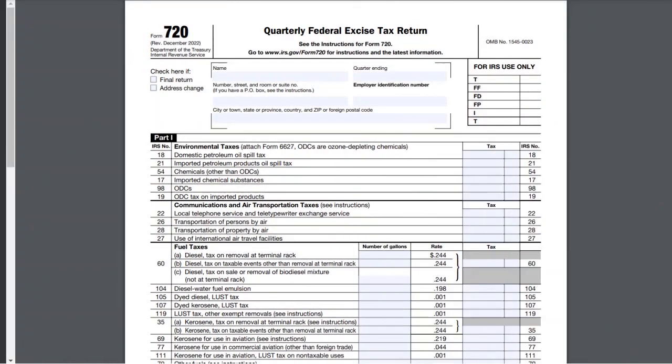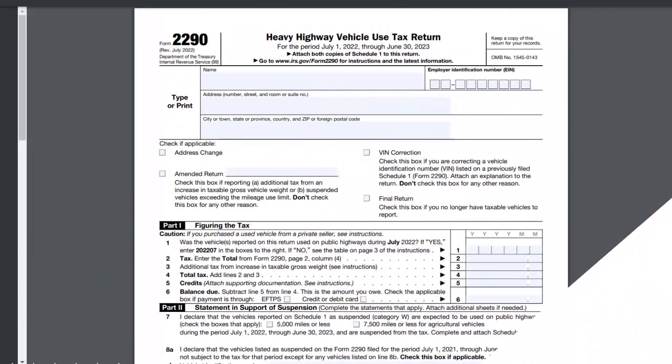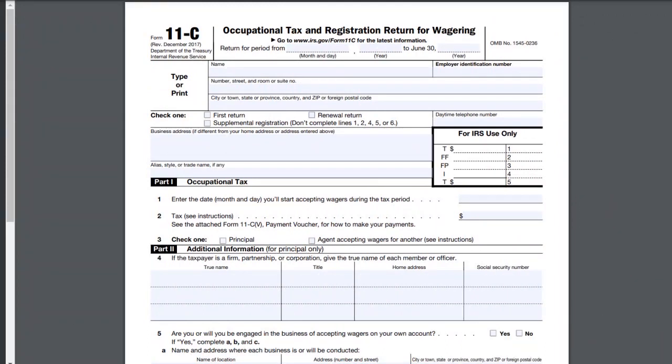When we talk about excise taxes, we have a constellation of forms. We have Form 720. The federal excise taxes reported on Form 720 consist of several broad categories of taxes, including environmental taxes, communications and air transportation taxes, fuel taxes, tax on the first retail sale of heavy trucks, trailers, and tractors, and manufacturers' taxes on the sale or use of a variety of different articles. You also have Form 2290, Form 730, and Form 11-C. All those are related to excise taxes.